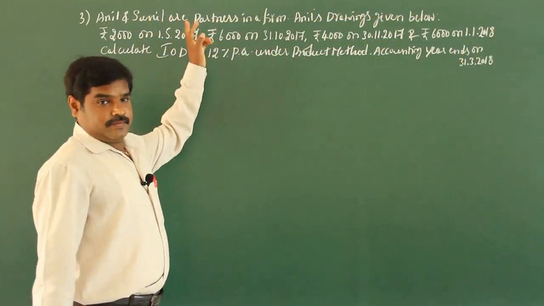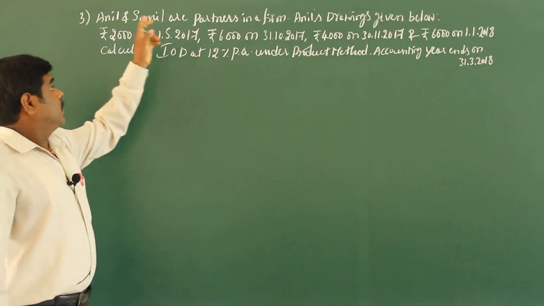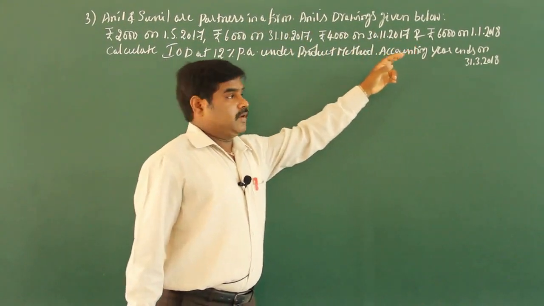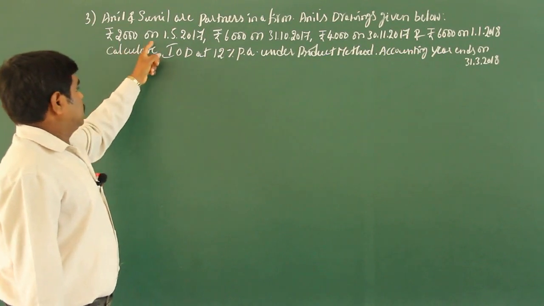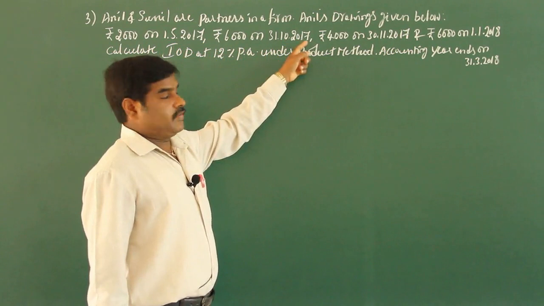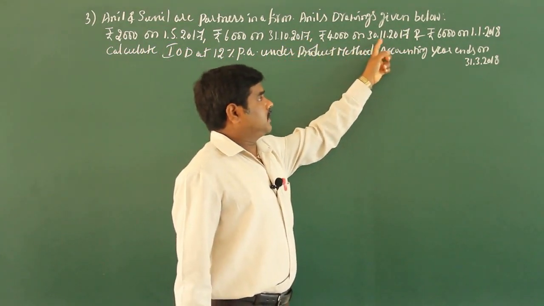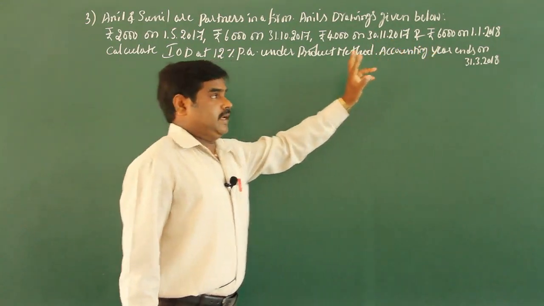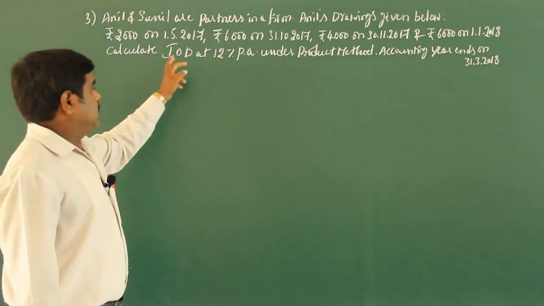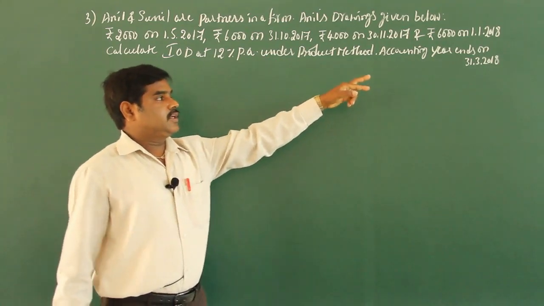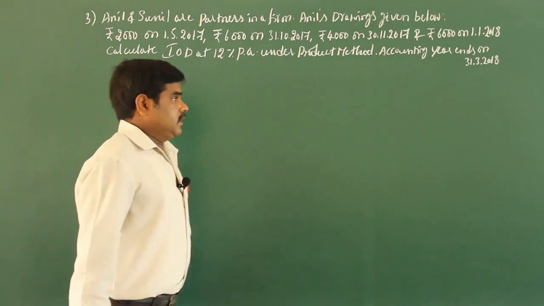Problem number 3 is written on the board. Anil and Sunil are partners in a firm. Anil's drawings are given below: rupees 2,000 on 1/5/2017, rupees 6,000 on 31/10/2017, rupees 4,000 on 30/11/2017, and rupees 6,000 on 1/1/2018. The problem says to calculate interest on drawings at 12% per annum under the product method, and the accounting year ends on 31st March 2018.